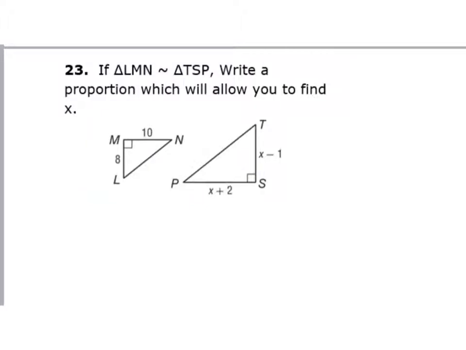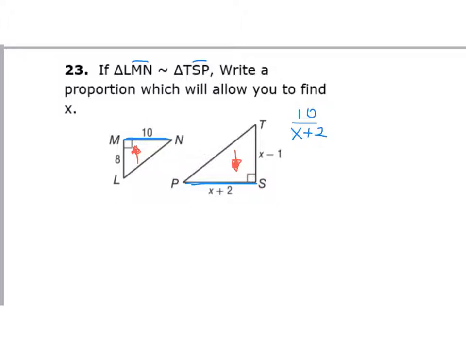Number 23. If triangle LMN is similar to triangle TSP, write a proportion which will allow you to find x. So again, same thing. You need to pick one triangle that's going to go in the numerator all the time, and your other triangle that's going to go in the denominator all the time. Okay? And then you can just start with a side. So if I start with MN, MN matches with SP. And I said that this one's going to go on the top, so 10 over x plus 2.